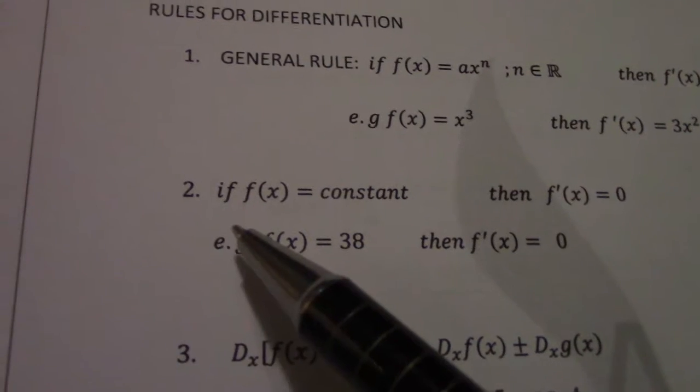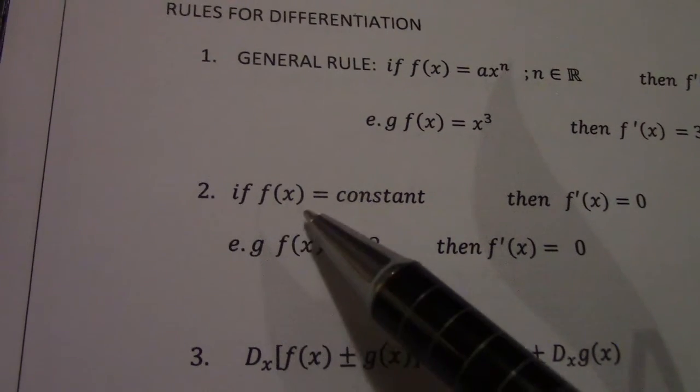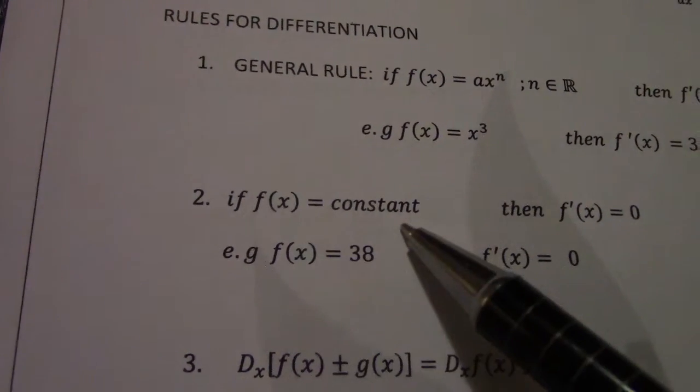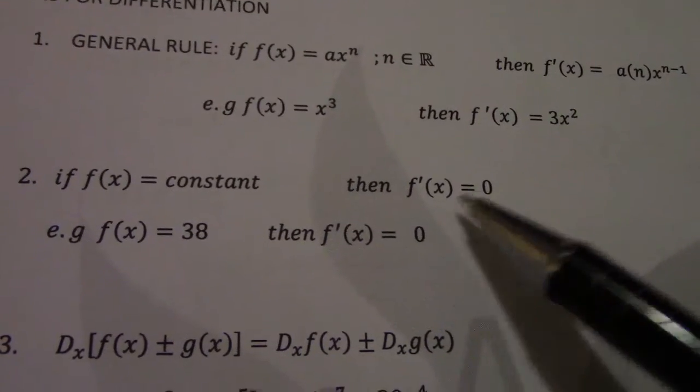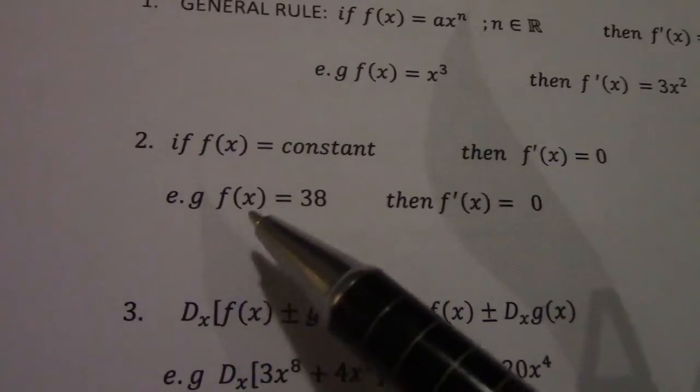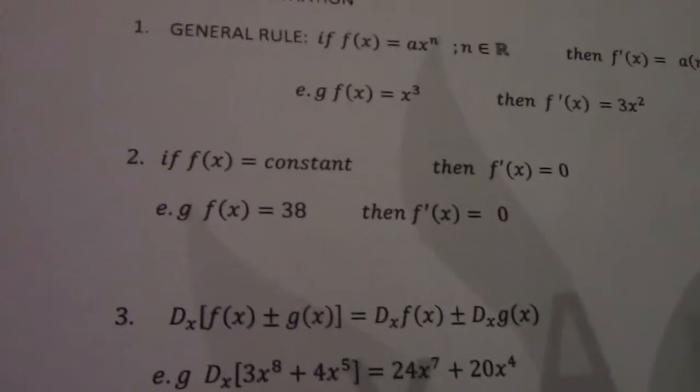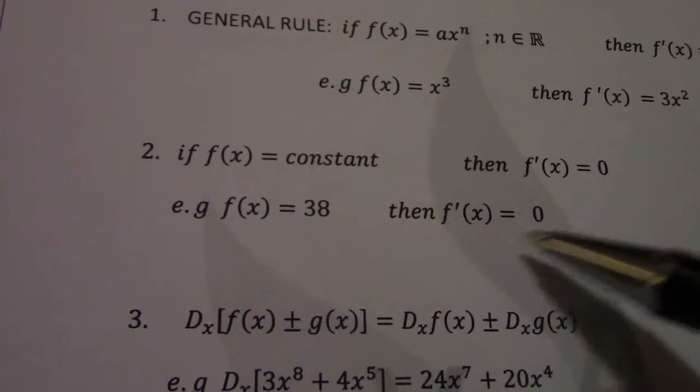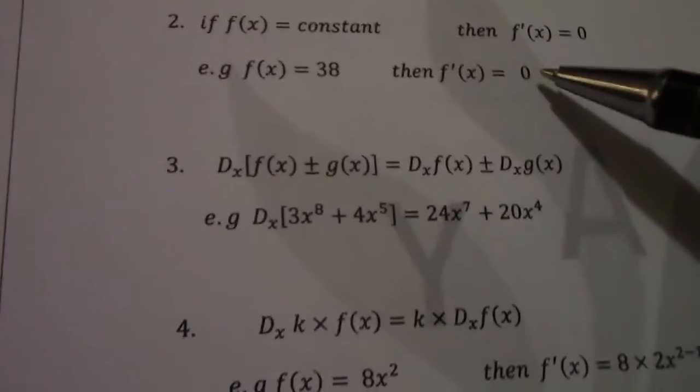Right? When we did first principle, the first derivative of a constant, so if f of x is a constant, then the first derivative of a constant is always 0. So f of x equals 38, then the first derivative of that is equal to 0.